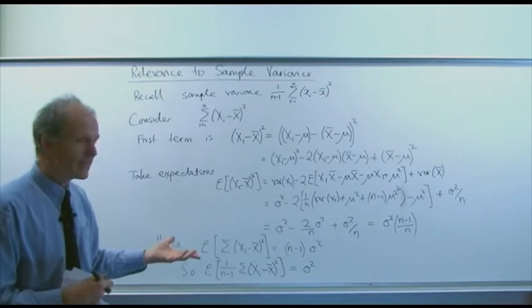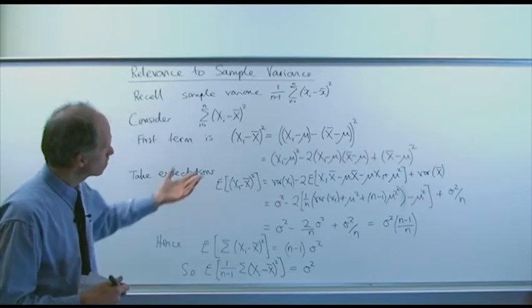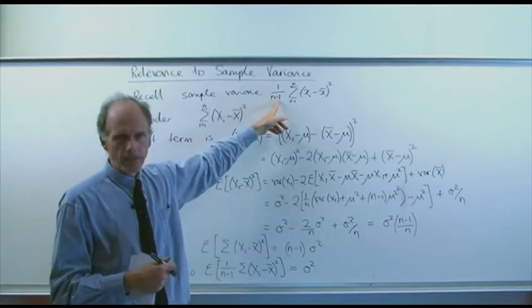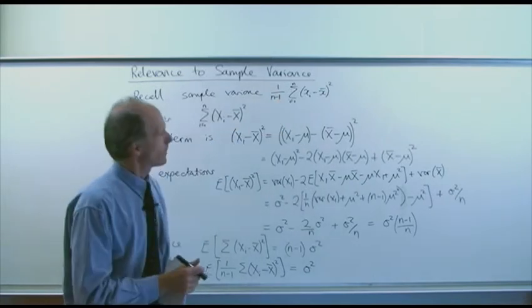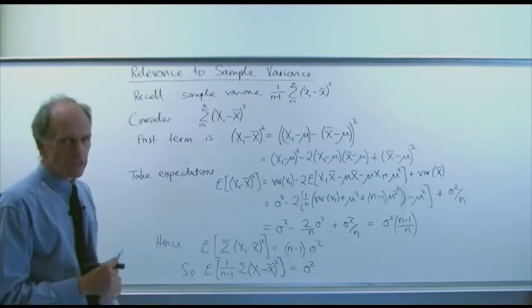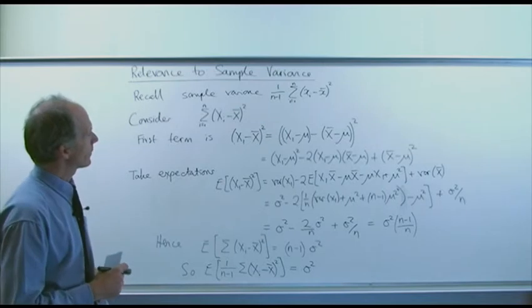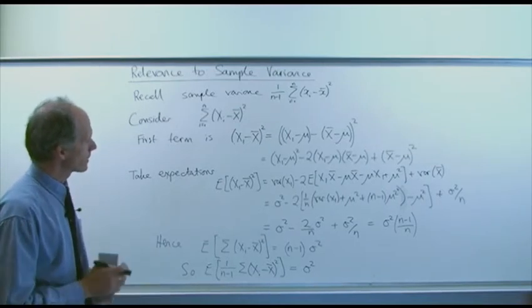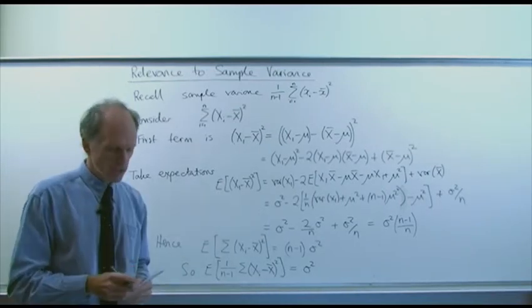Now, of course, if n is large, this is going to be about the same whether you use n or n minus 1. But certainly for smaller samples, it does make a difference, and it's worth getting it right. And that explains why that should be the case.